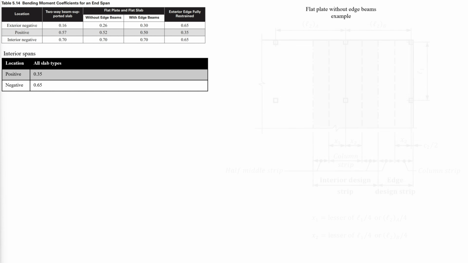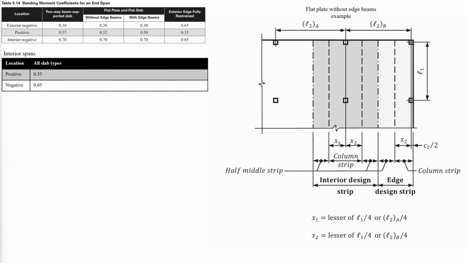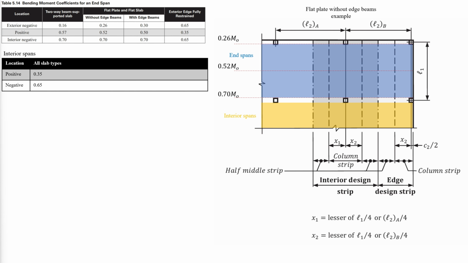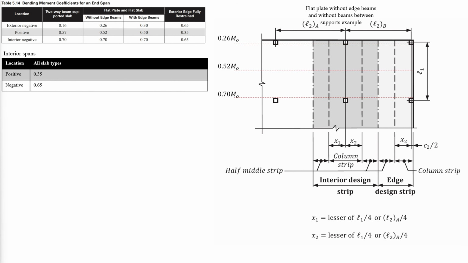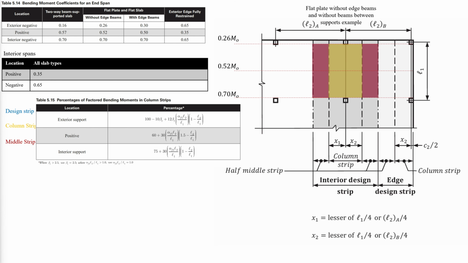The second step is to distribute the calculated moment into positive and negative bending moments in each span. The spans are either end spans or interior spans. This is done by multiplying m0 by the coefficients in the tables. Afterwards, these moments are distributed in the design strip to the column strips and middle strips. Using the following percentages for the column strips, the percentages for the middle strips will also be known.